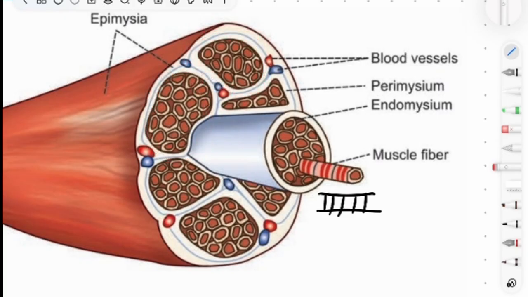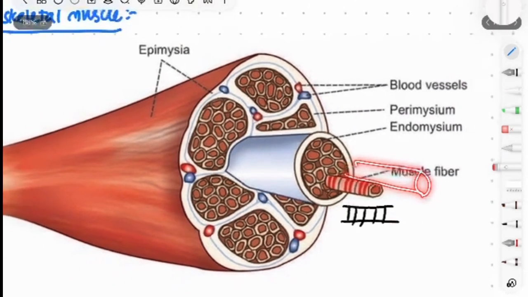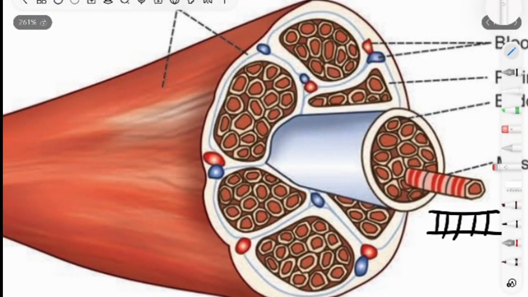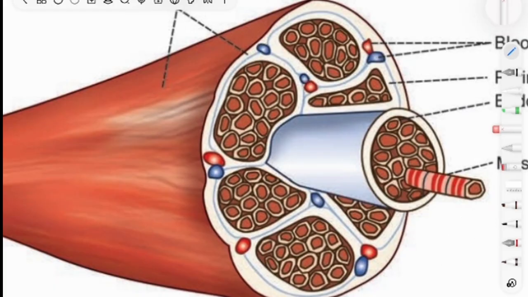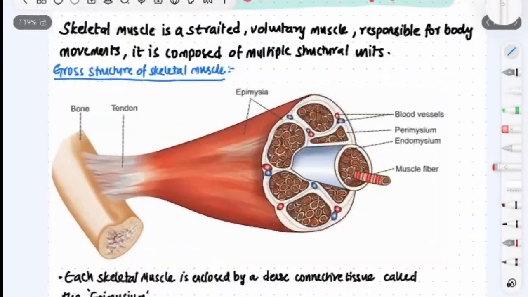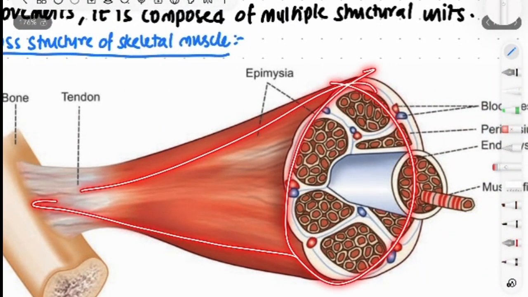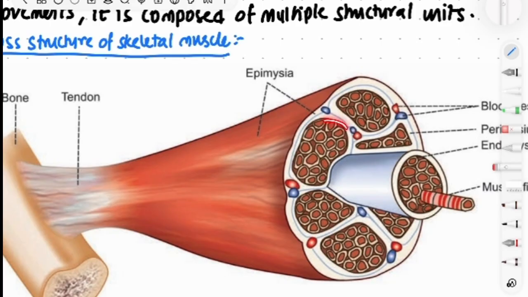Inside the muscle bundle we have a muscle cell or a muscle fiber. This muscle cell or muscle fiber is covered by endomysium. So I hope you are clear with epimysium, perimysium and endomysium. Epimysium covers the whole muscle, whereas perimysium covers the muscle bundles, and the endomysium covers each muscle cell or each muscle fiber.